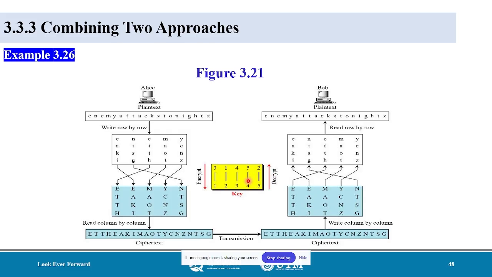Now I have a question to ask you. We did the encryption and we did the decryption. However, which one of these keys was given to us? What do you think? Was it 1, 2, 3, 4, 5 or 3, 1, 4, 5, 2?